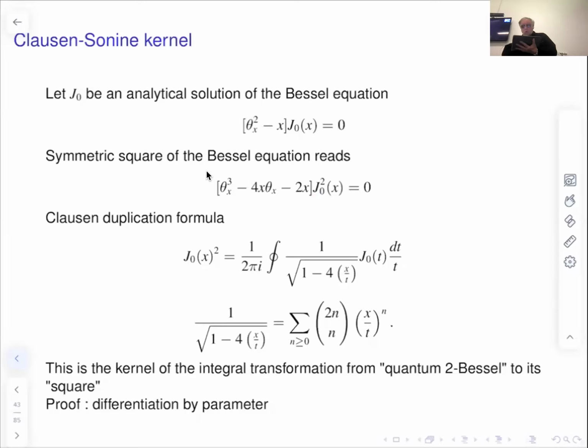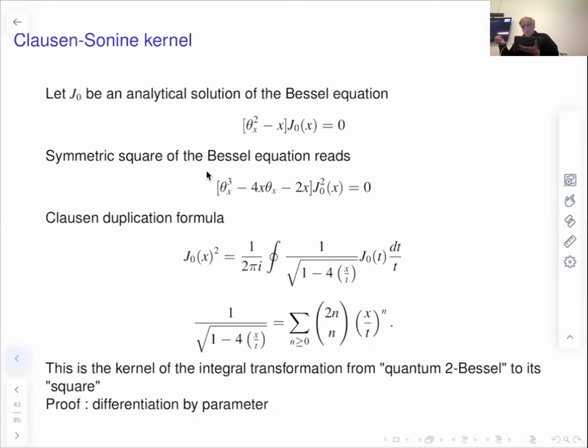This beautiful equation is a symmetric square. There is an operation on the D-modules, there is an operation on solutions. If you take the solutions of the usual Bessel, then the square of Bessel is a solution of the symmetric square. What is a symmetric square? Again, it was my shame that after many years working with differential equations, I didn't know what the symmetric square is, for example, of a second order differential equation.